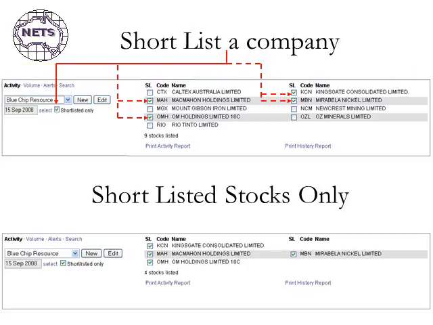To further customize your list of selected stocks, simply select the shortlist facility and the companies you have an interest in. Now only those companies will appear on the screen.